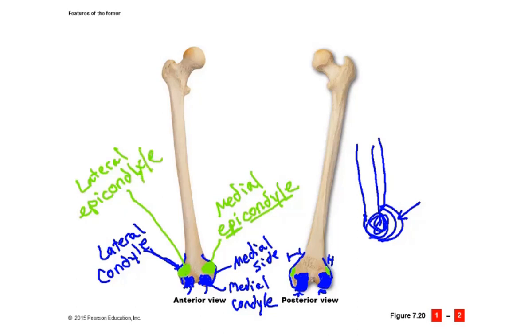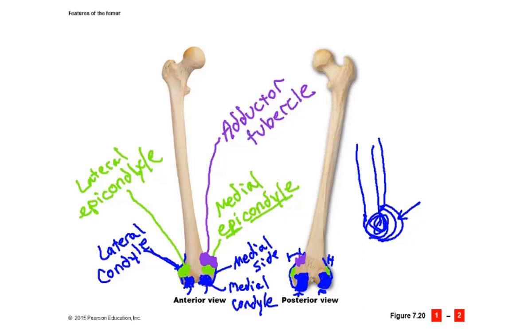And finally, one more thing. There is this rough surface right here on the medial side of the femur above the epicondyle, and it's like the little bump that's right here. And it's a rough side right here too. And this is just on the medial side of the bone. This is called the adductor tubercle.